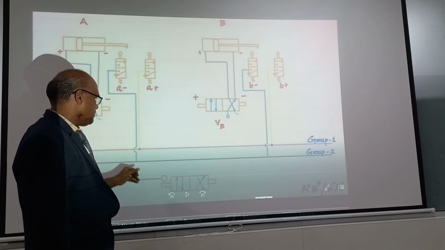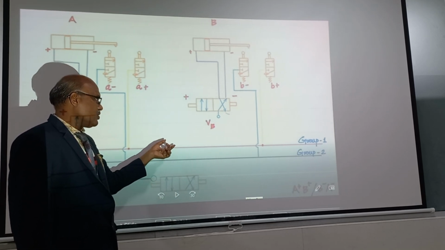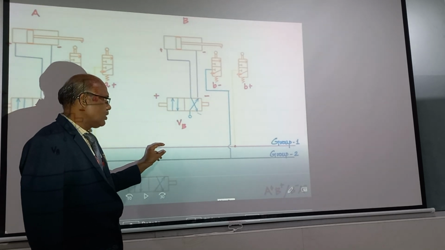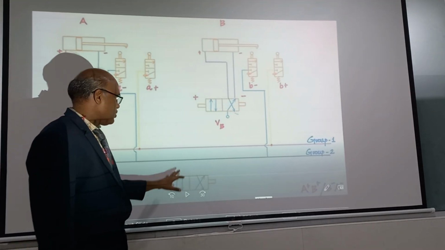So I have given the pressure line. Once I give the low pressure line, this will be filled up. In the first phase group 1 will be filled up. In the second phase group 2 will be filled up. Okay. So this is the arrangement.